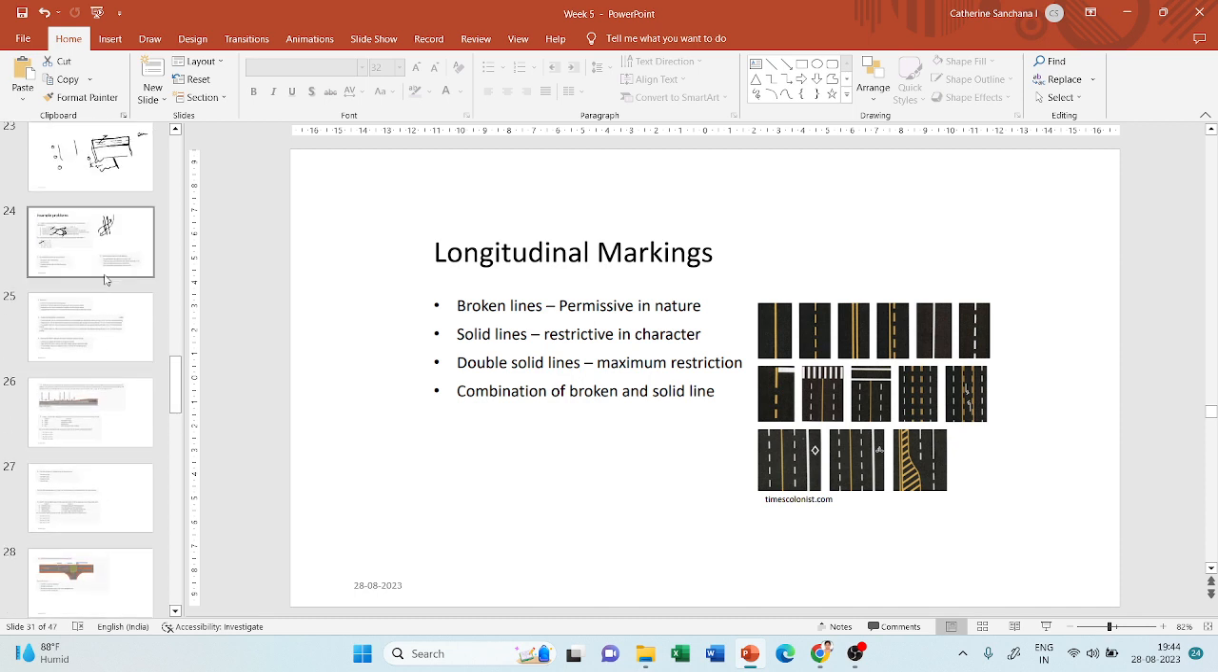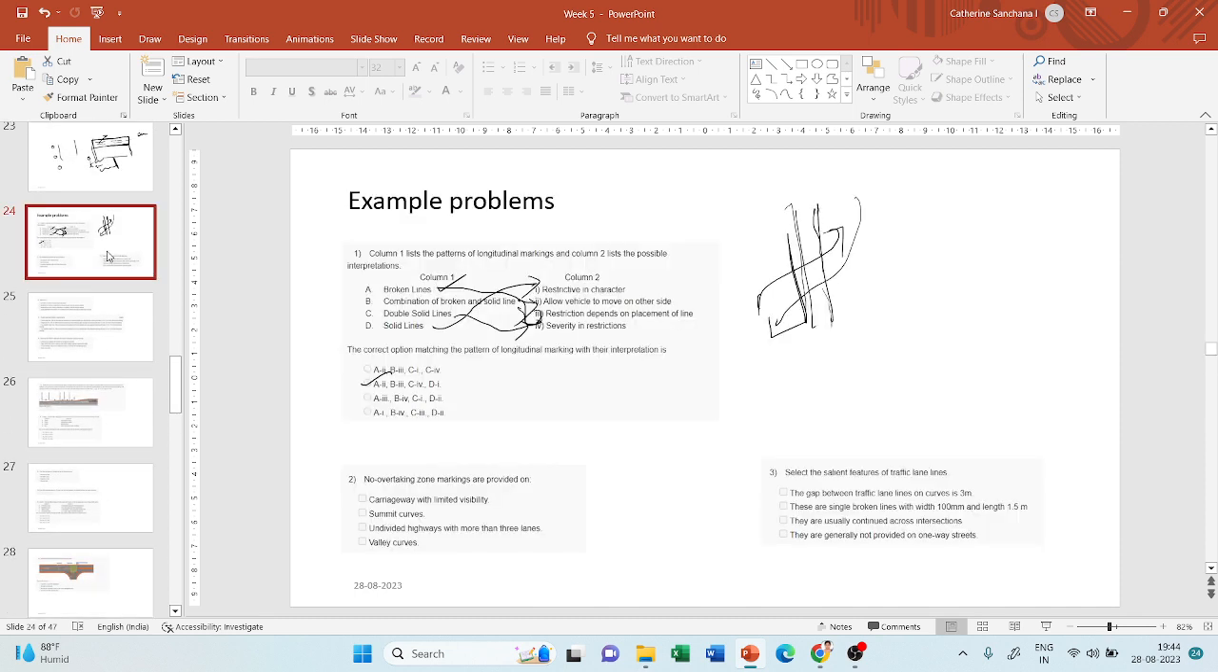Now moving on to the next question. No overtaking zone markings are provided on what? I already told you it is provided on summit curves, on horizontal curves, and when sight distance is not available. Even if you see here, carriageway with limited visibility, that is where sight distance is limited. I told you it is provided on summit curves.